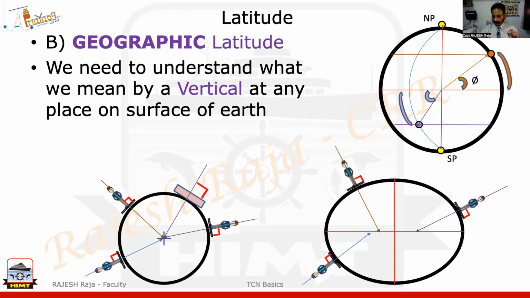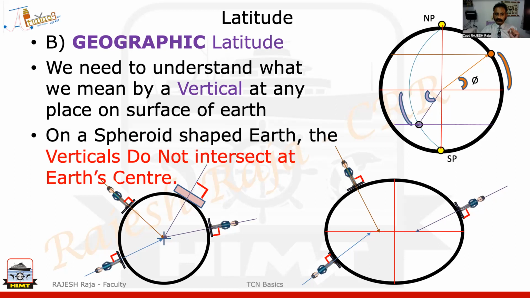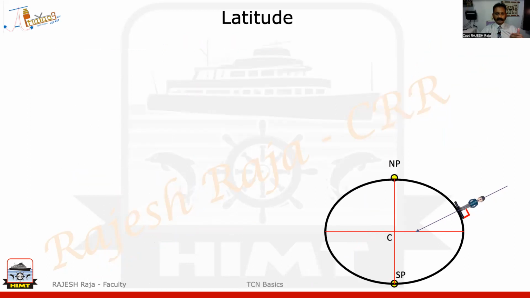The place where the arrow comes and meets the plane of the equator is actually called the center of curvature of that particular place. So you can see the centers of curvature are different. The verticals are different. They're not meeting at the same point. So please remember, on a spheroid shape, verticals do not intersect at the Earth's center. This gives rise to a second definition of latitude called geographic latitude. It's something which many beginners fail to understand. So please try to look at that. If you cannot follow it, please look at it once more.